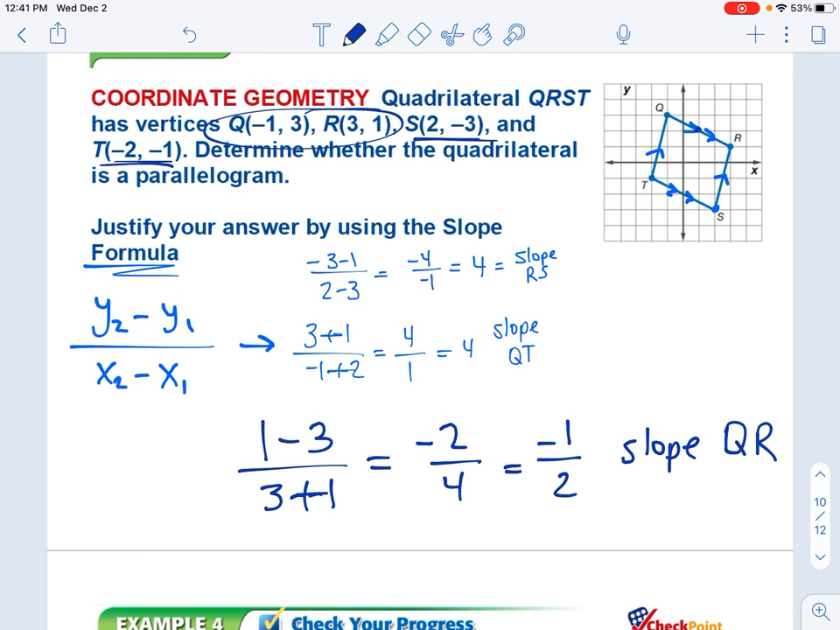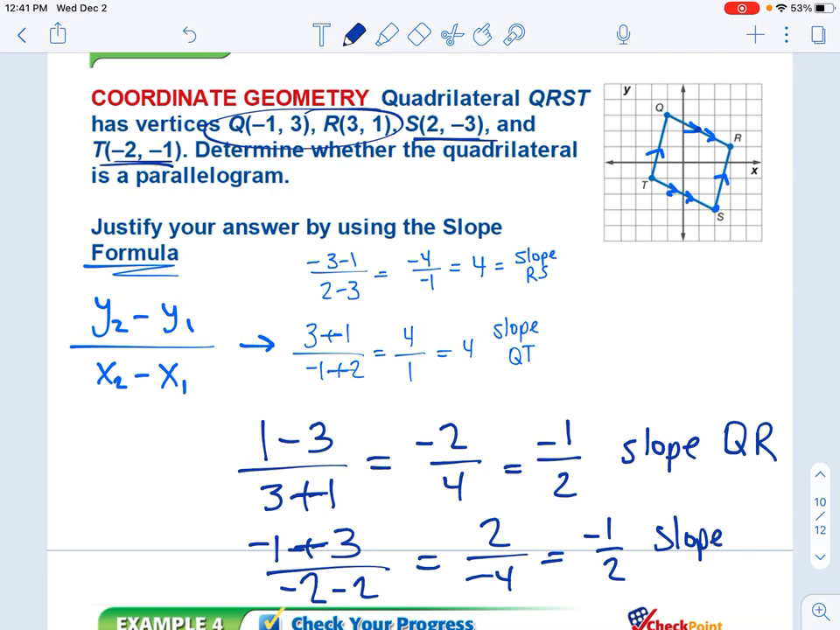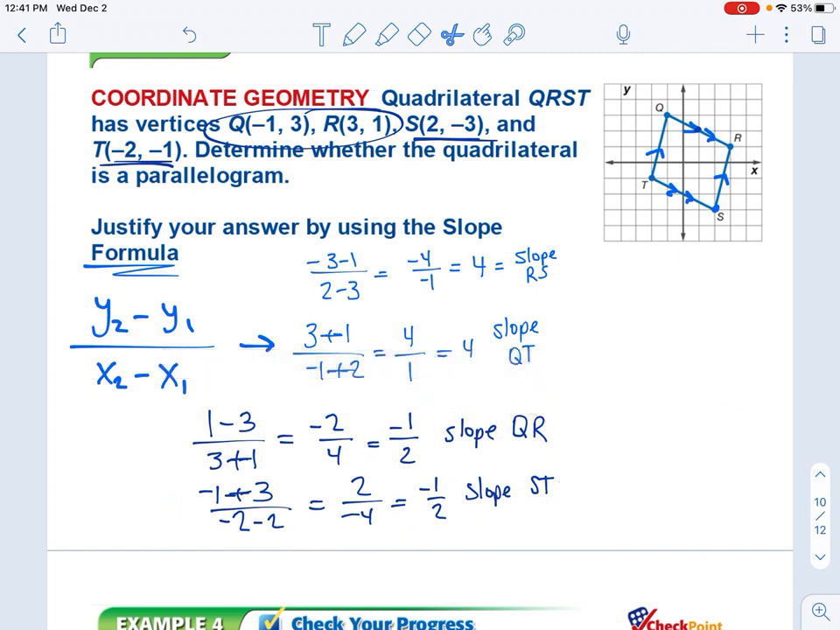And then check the slope of ST. So we have negative 1 minus negative 3 over negative 2 minus 2. We end up getting 2 over negative 4, which also reduces to negative 1/2. So our slope of ST also checks out. So we're good. This is a parallelogram because those sides are actually parallel like we marked on our picture.